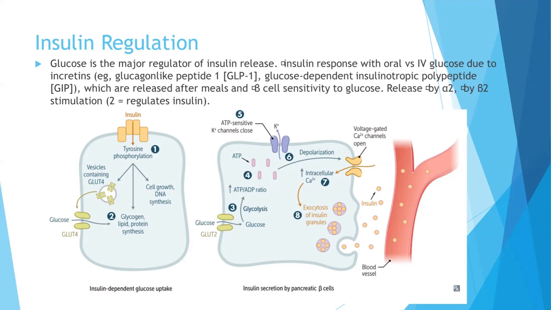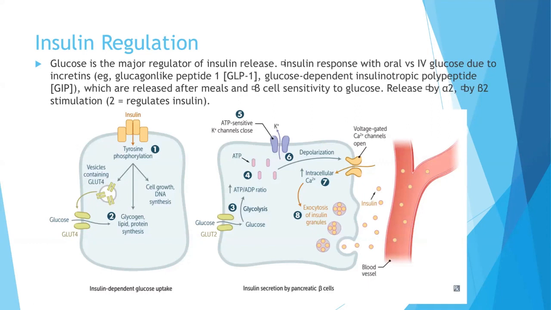Also, the glucose will lead to the release of insulin, which we have already discussed, that will be happening in the pancreatic beta cells. So here, let's talk about the text that I have written. Glucose is the major regulator of insulin release. Now, insulin responds differently to oral versus IV glucose due to the incretins, for example GLP-1 and glucose-dependent insulinotropic polypeptide, which are released after meals, and beta cell sensitivity to glucose. Okay, these are released by alpha-2, beta-2 and all stimulation. This is not so important, but what you need to know is that glucose releases insulin, and insulin leads to uptake of the glucose. That is how insulin is regulated.